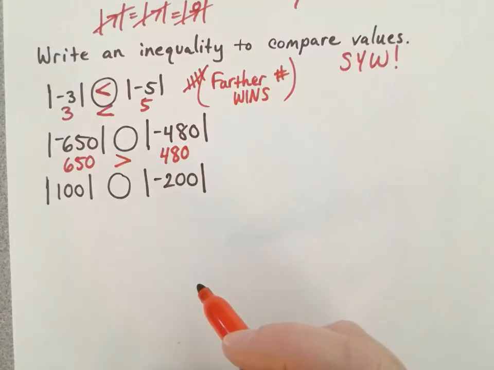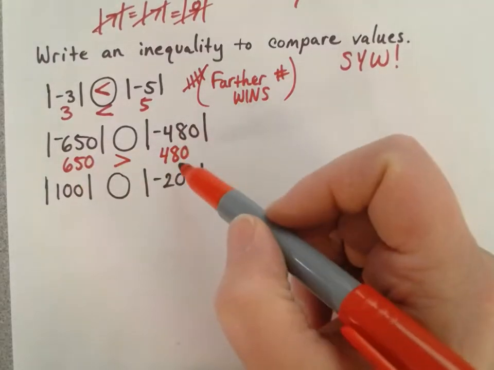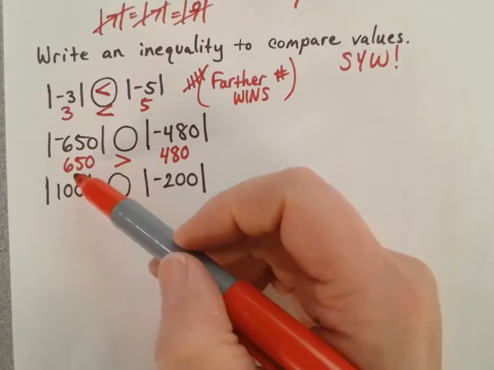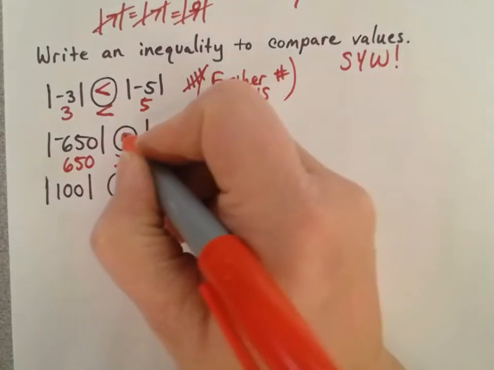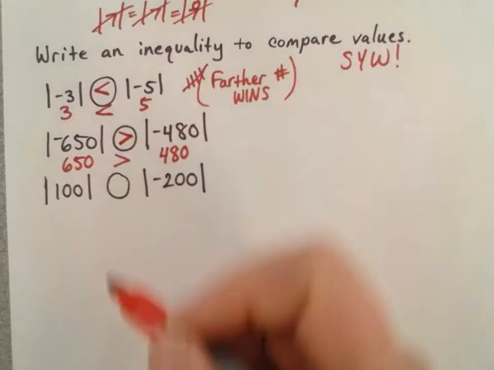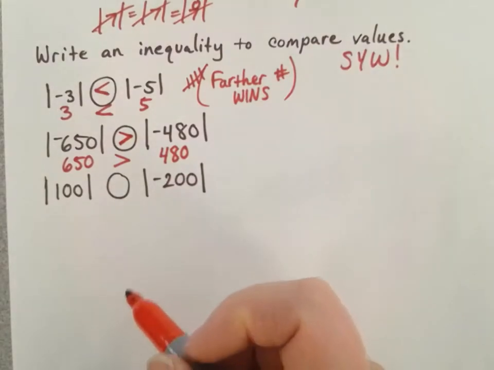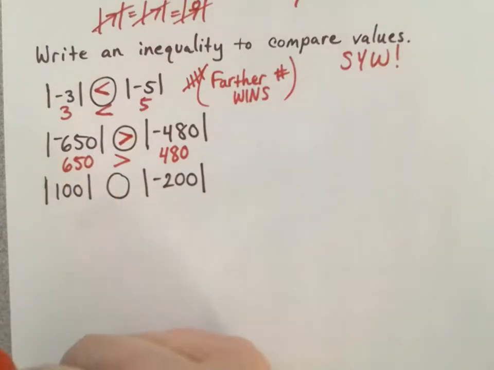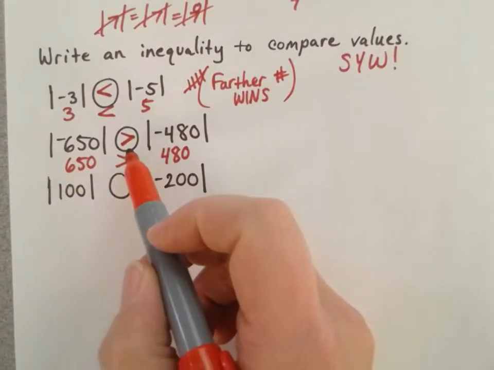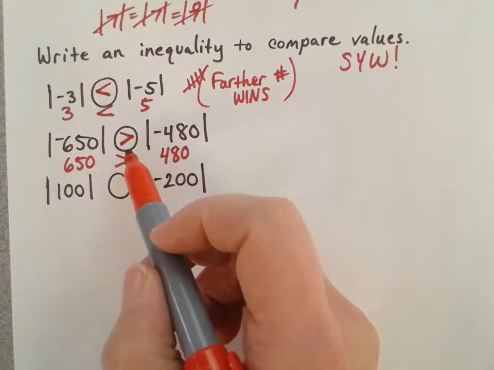So if this is a true statement and I'm keeping everything organized here, my problem from the left stays on the left and the portion on the right stays on the right, I also can slide this inequality symbol into the original problem and it will be true. That really means, who's the farther number? Oh yeah, negative 650 is definitely farther. The inequality symbol needs to face him.